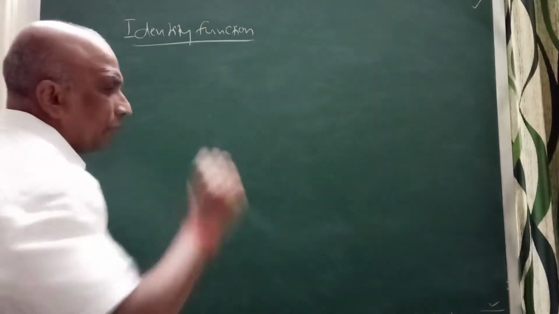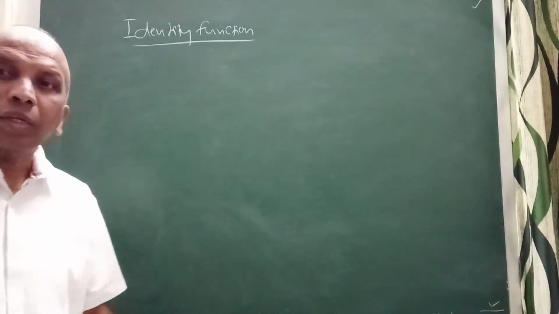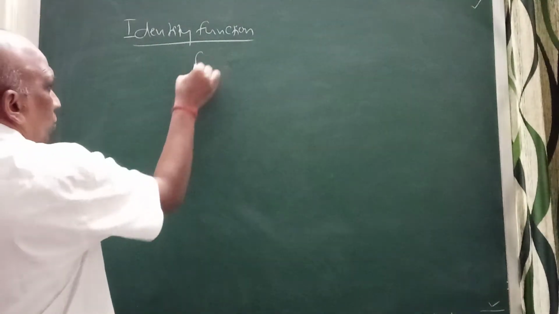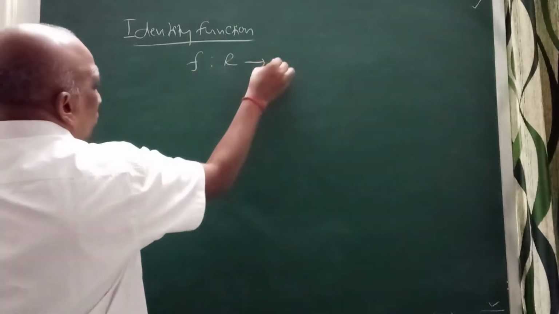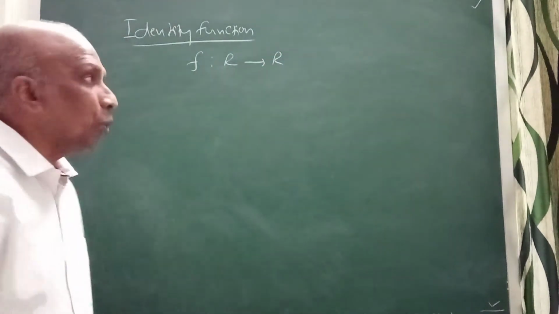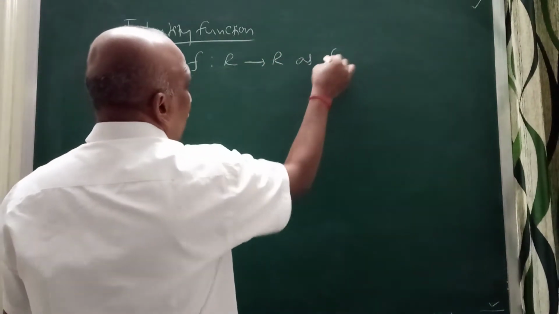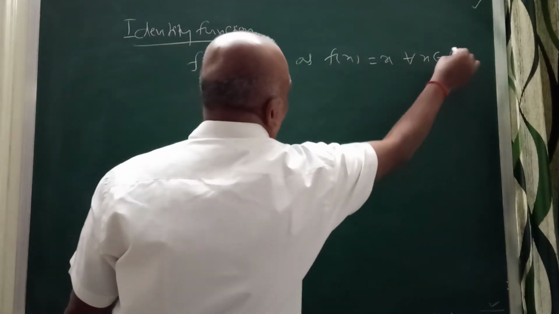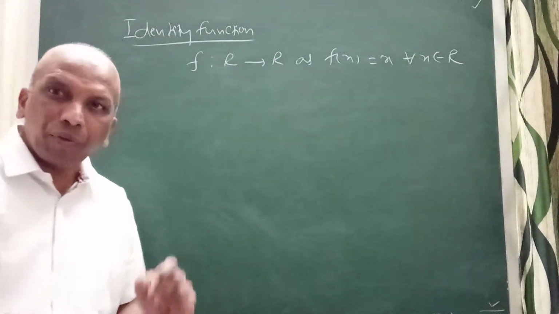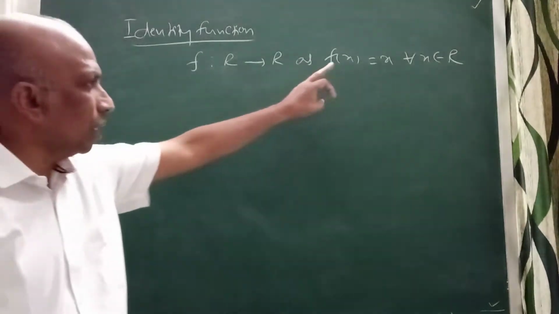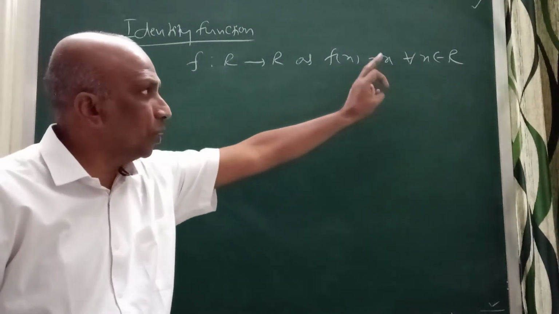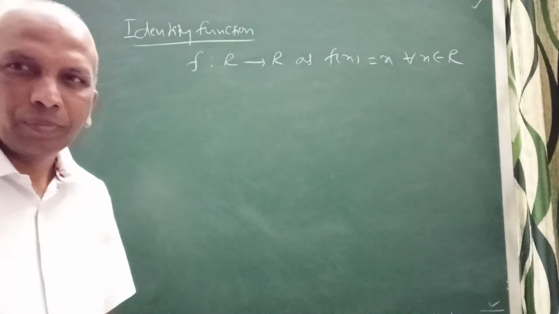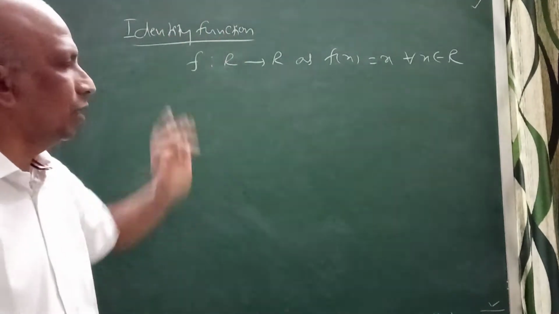When talking about identity function, define the function f from R to R as f of x is equal to x for all x belongs to R. Then f is called an identity function.